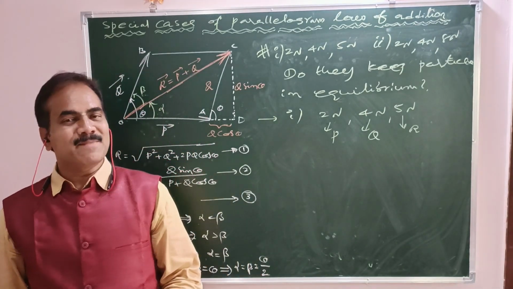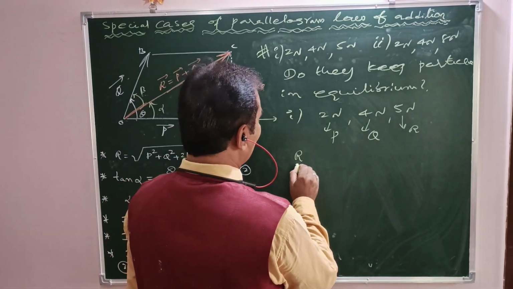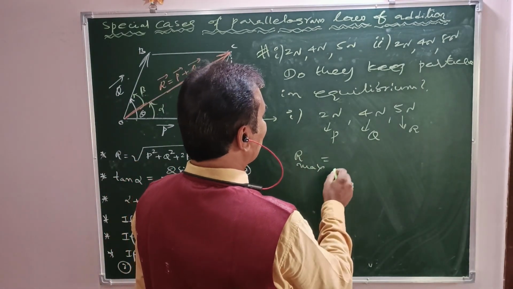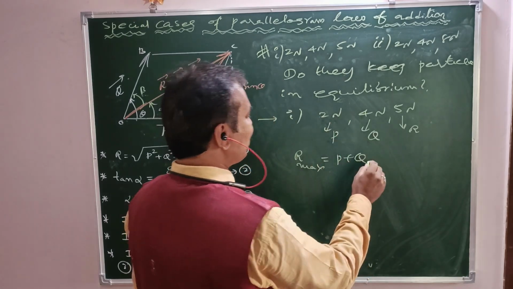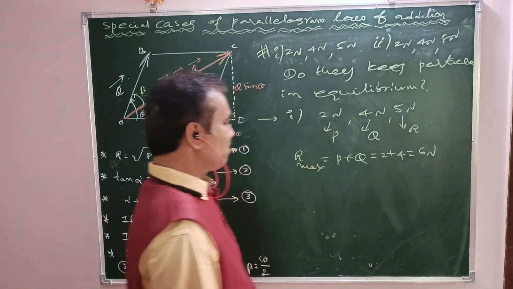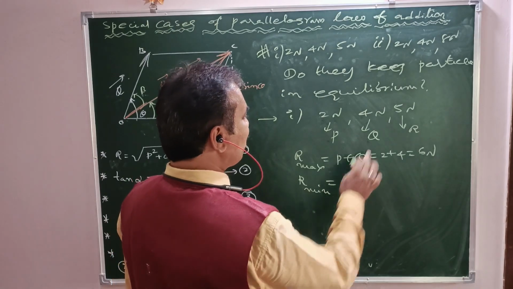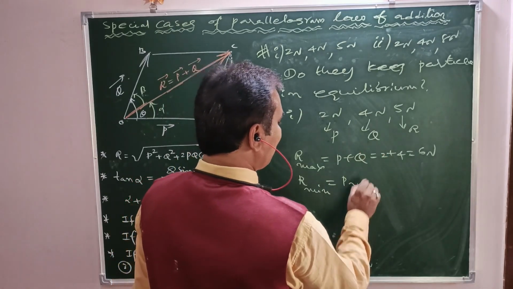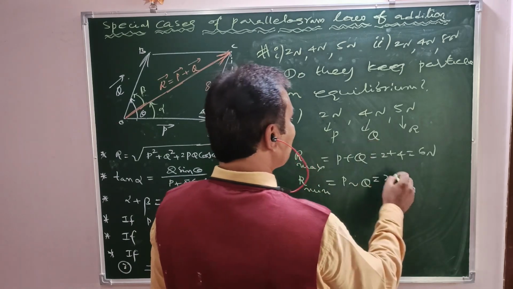Now, what is the maximum resultant? P plus Q. What is the minimum resultant? P difference Q. Now, R max equals P plus Q, that is 2 Newton plus 4 Newton, that is 6 Newton. Now, what about R minimum? R minimum equals P difference Q. P means 2 Newton, Q means 4 Newton.